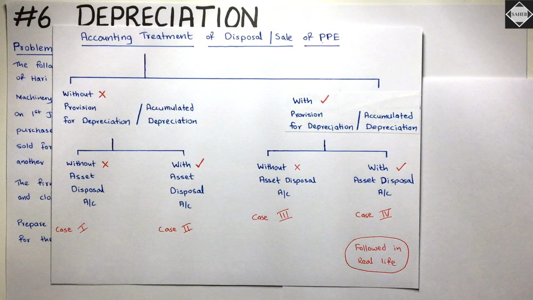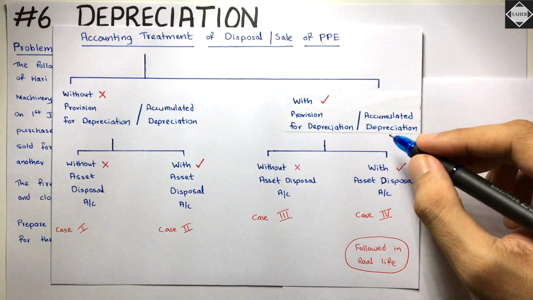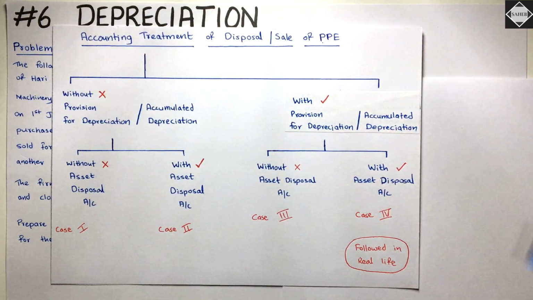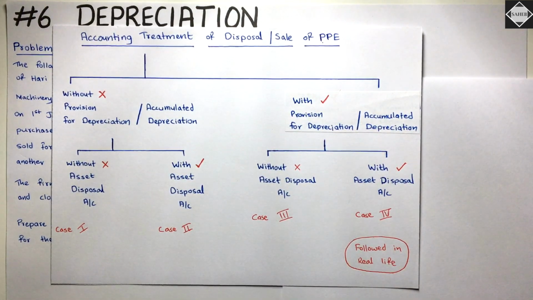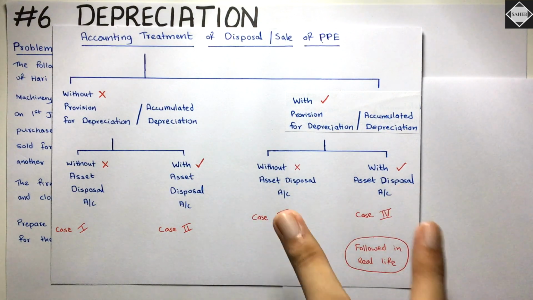And I told you the most practical one, which is followed in real life, is case 4, where you are maintaining the provision for depreciation or accumulated depreciation account, and when you sell off the tangible fixed asset, you will also open the asset disposal account. So let's start this video and understand what case 3 and case 4 are, and let's solve a problem on both of these.